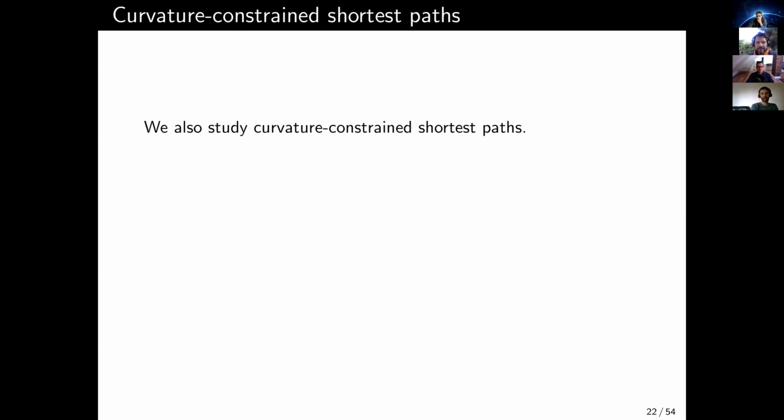So that's for the estimation of intrinsic distances using graph distances. Everything sort of works the way we would expect. What's a bit more novel in the paper we have with Thibault is our estimation of shortest path distances, but when the paths are constrained to have curvature at most some number kappa.